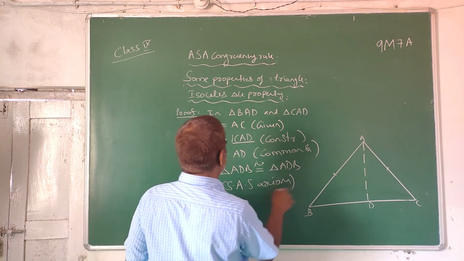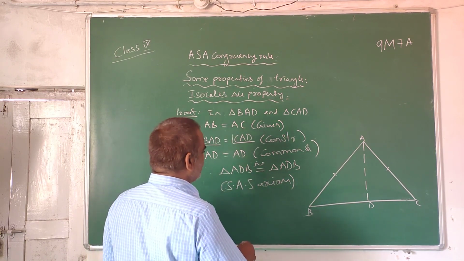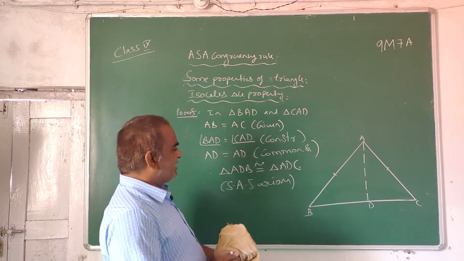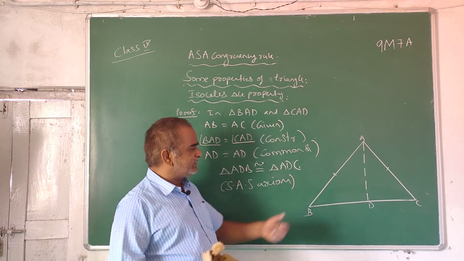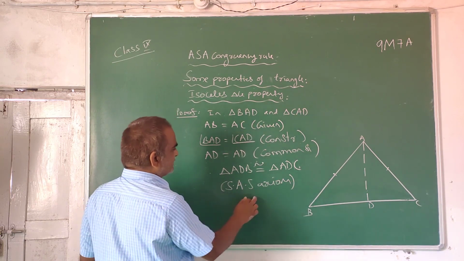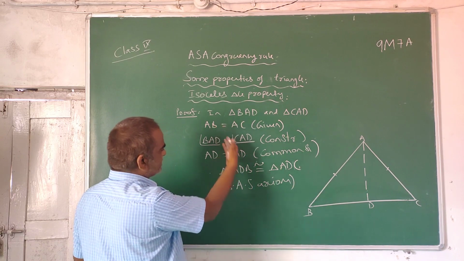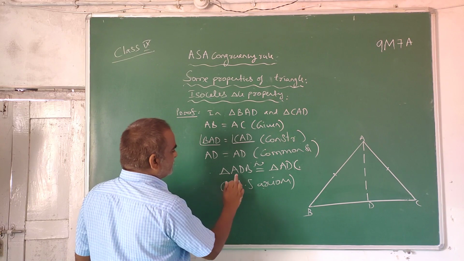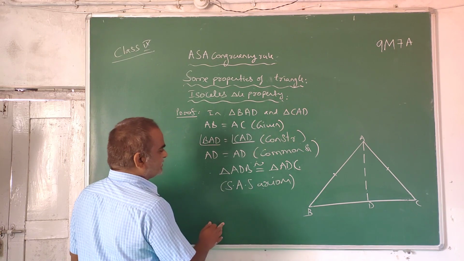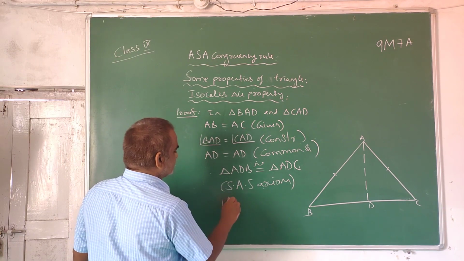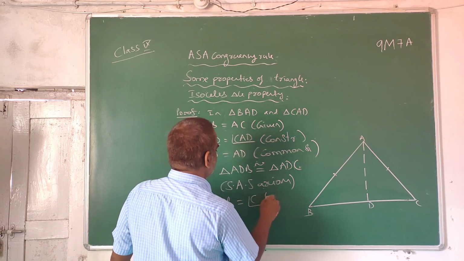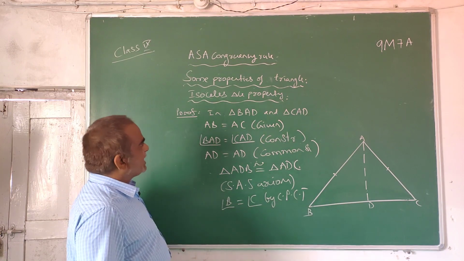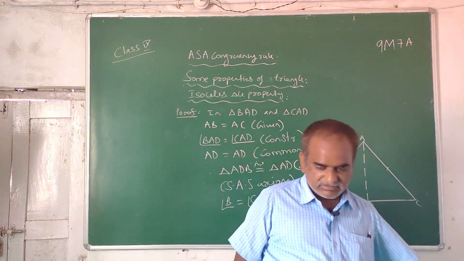The moment these two triangles are congruent, the corresponding parts are equal. So here triangle ADB is congruent to triangle ADC. We have proved by SAS axiom. See, obvious, no? I shared all the reasons here. So the moment these two triangles are congruent, you can equate the corresponding parts. Therefore angle B is equal to angle C by CPCT. Hence we have proved the isosceles triangle property. Understood?